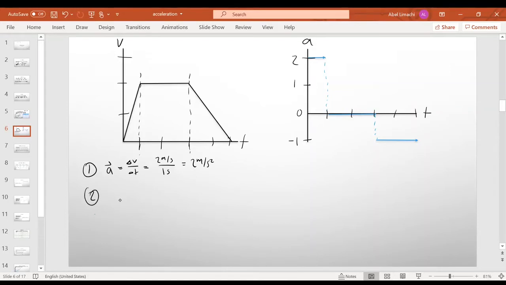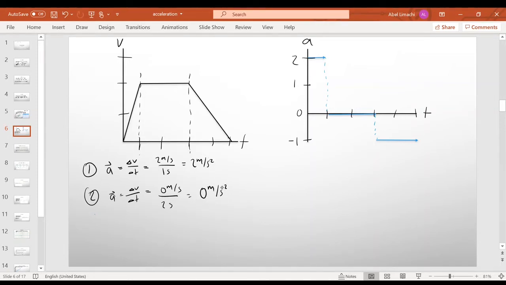Alright, the second part. Acceleration, again, is delta V over delta T, which is equal to the change in V. Well, here it's staying at 2 from the beginning to the end. So really, there's no change in V. Change in T, however, is 2 seconds. Still, either way, it's going to be 0 meters per second squared.